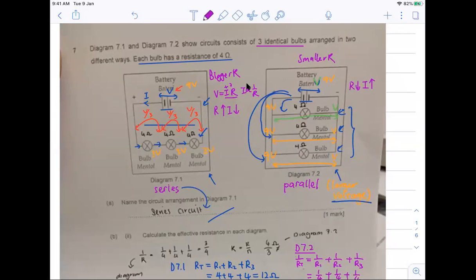So we can say that the parallel circuit here has a larger voltage. It also has a larger current to supply to all the bulbs. So we can clearly see that with larger voltage and larger current, the bulb will be brighter.